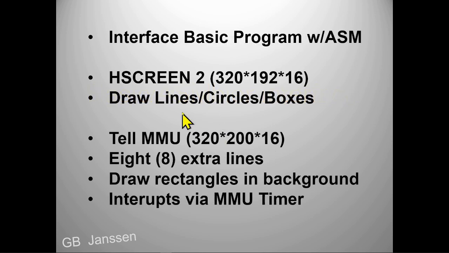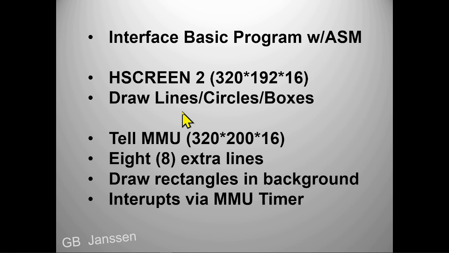What we've got is a BASIC program. Do an H screen 2, which is 320 by 192 with 16 colors. We're going to draw some lines, some circles, and boxes. The same thing you did when you first opened up that computer and showed everybody you could draw a circle, lines and boxes, and you were just so happy. That's what this BASIC program is going to do.